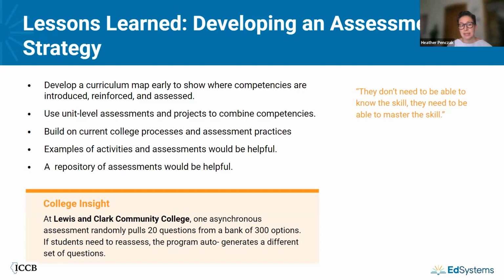Lewis and Clark, you can see an example here. They have an asynchronous assessment with a bank of 300 options that randomly pulls 20. So if students need to reassess, they're getting different questions each time. They're not seeing the same question again if they have that reassessment moment. But you see this quote about not just knowing the skill, but actually mastering it, right? At the end of all this, students will be mastering the skill.